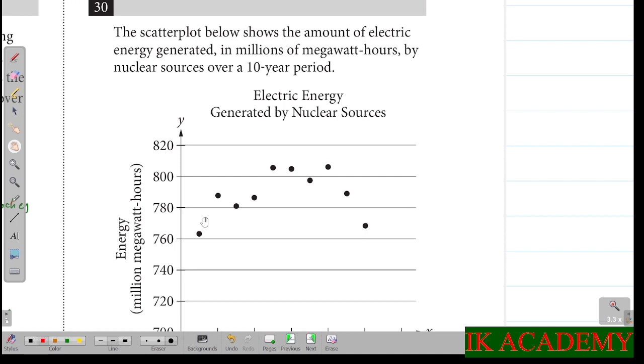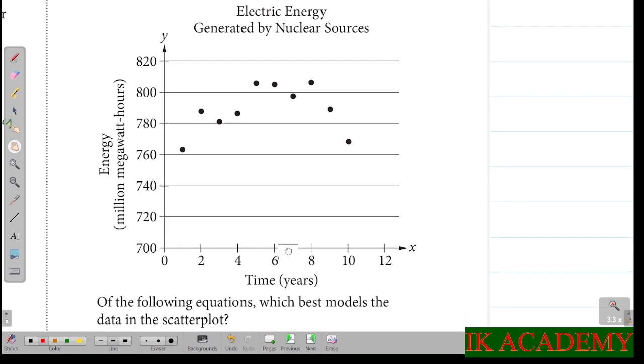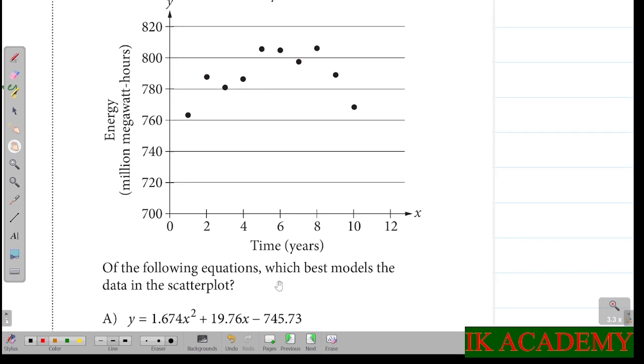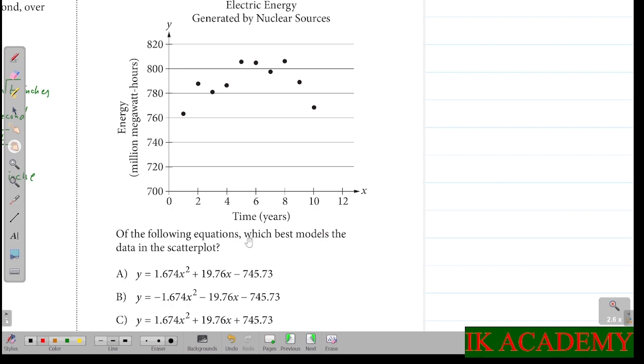B. Question number 30 says, the scatter plot below shows the amount of electric energy generated in millions of megawatt hours by nuclear source over a 10 years period. So in the graph, we can see the graph is electric energy generated by nuclear sources. On the x-axis, we have time in years, and on the y-axis, we have energy, million megawatt hours. Of the following equations, which best models the data in the scatter plot? So we have these four options. We want to show which best models the data in the scatter plot.